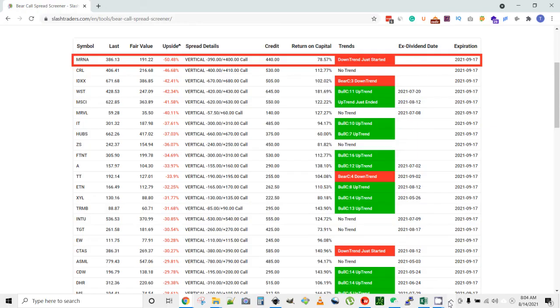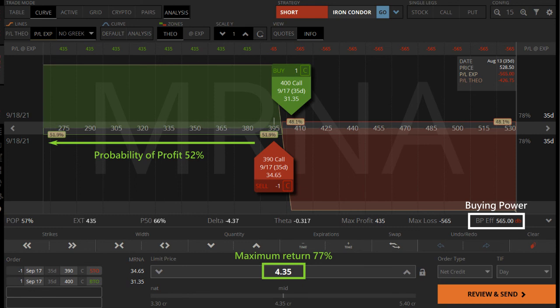By combining the information in the upside and trends columns, we can see mRNA, Moderna, is trending down as one of the most overvalued stocks. We can sell a Moderna at the money call spread option that expires in 35 days. If the mRNA stock price does not rise before expiration, we have potential to profit 77% from the trade.